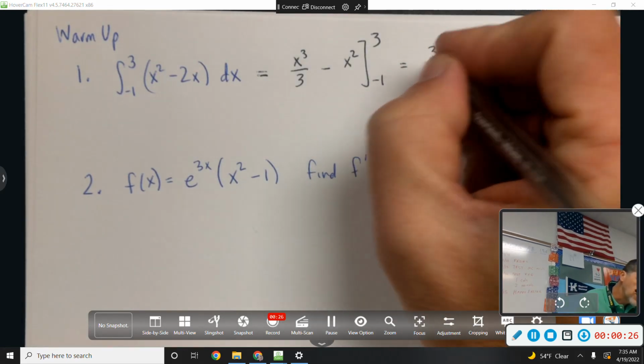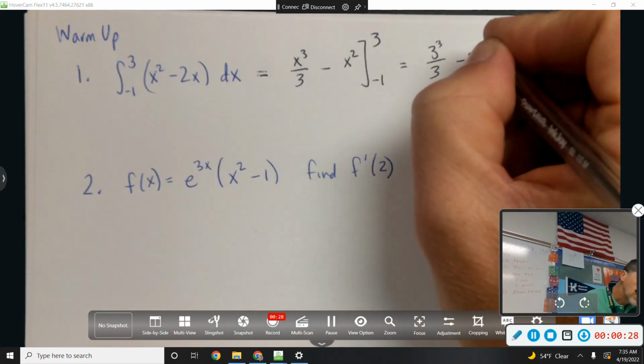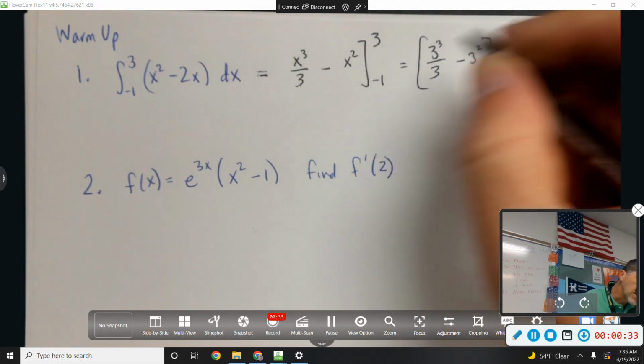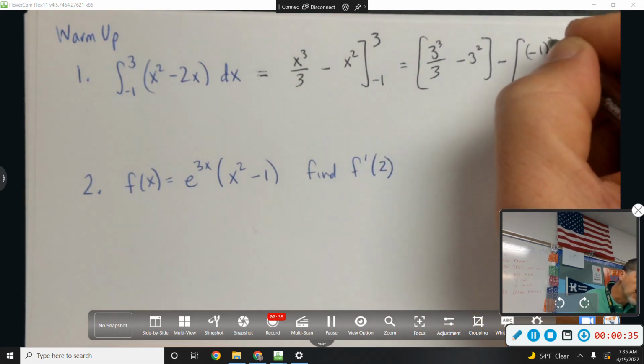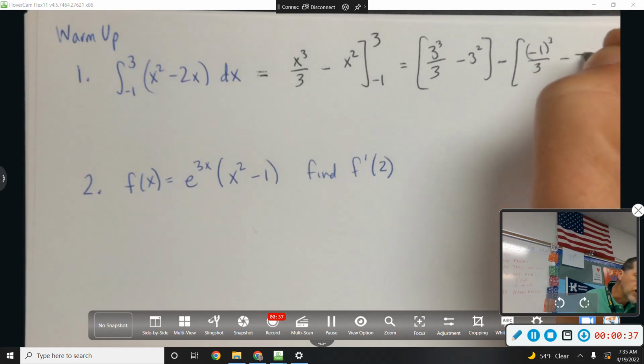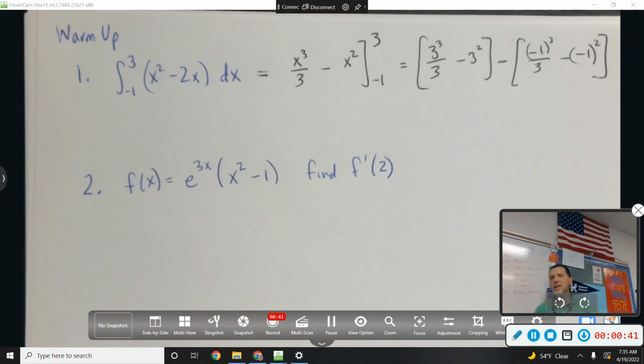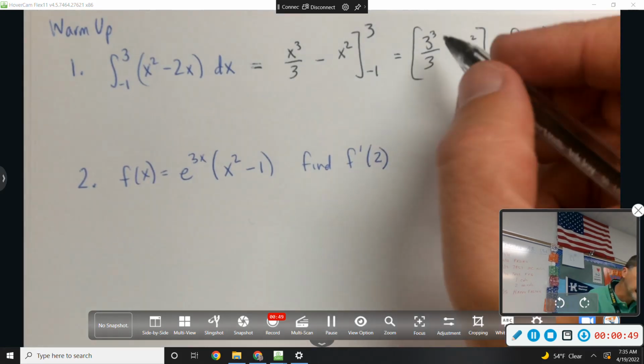Plug in the 3. And then subtract, plug in the negative 1. So be careful with the negative 1. Like, safe stop now? Yeah, that's a safe stop. We're good there. The trick is on a multiple choice test, you can't stop there. You got to keep going.